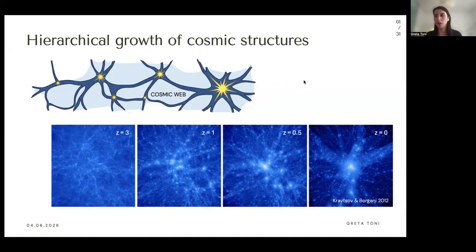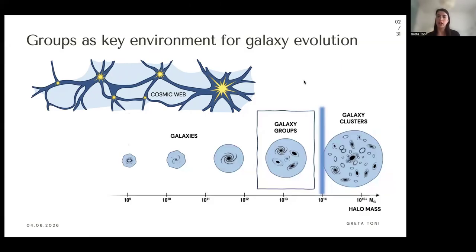Therefore, they have been long known as powerful probes of cosmology for their sensitivity to structure growth. However, the bulk of galaxies in the universe resides in these smaller associations of up to a few tens of galaxies, which are known as galaxy groups. So we can say galaxy groups occupy a halo mass regime that is in between the characteristic halo masses of galaxies and those of galaxy clusters.